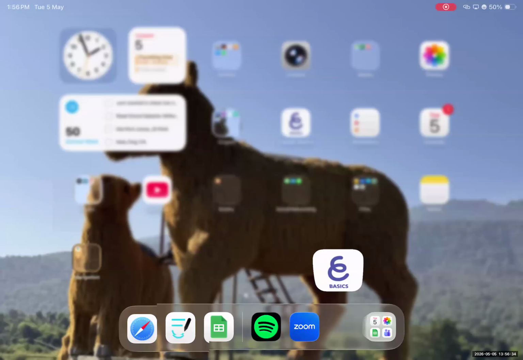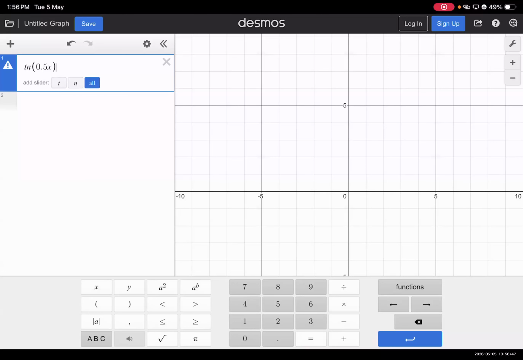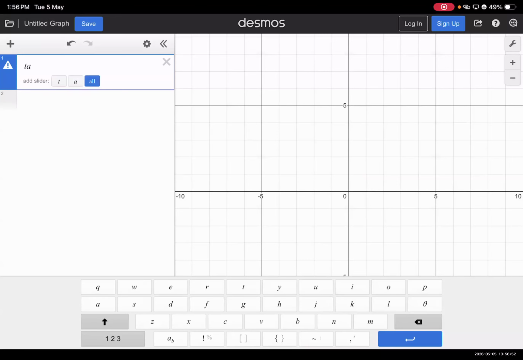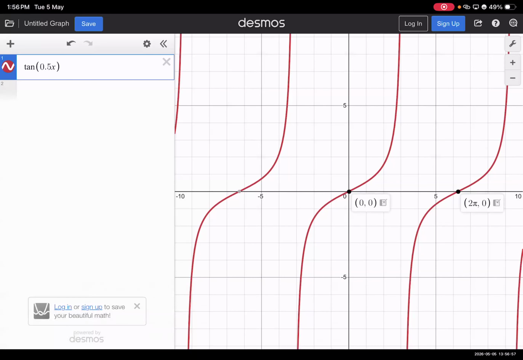So I look at the graph. Then you see tangent x over 2, tangent of 0.5x. You will see that the zeros are at 0 and 2 pi. So actually x is between 0 and 2 pi. So using the graph is easier. Okay, using a graph.